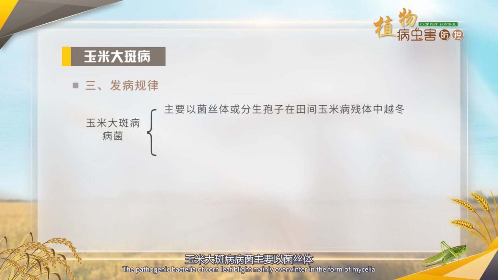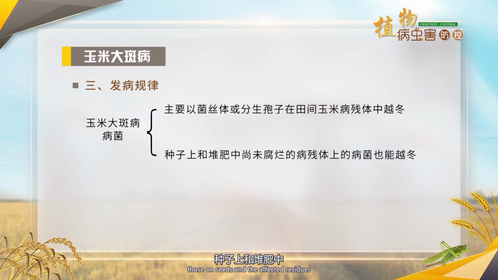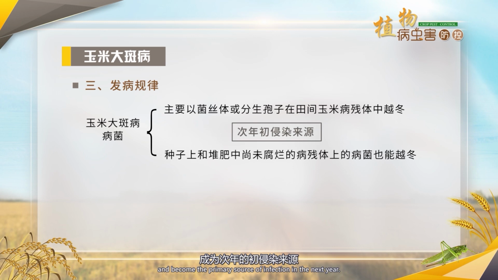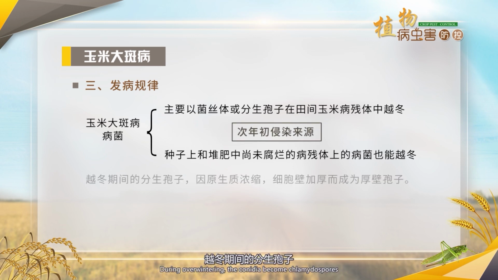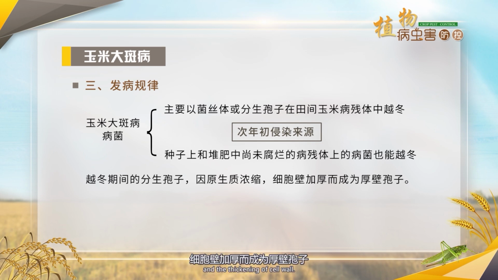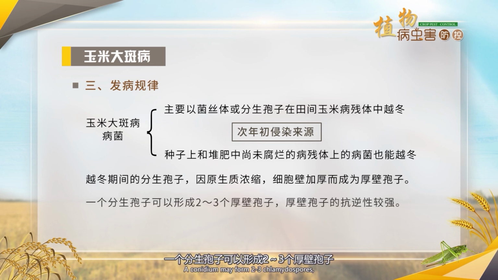The pathogenic bacteria of corn leaf blight mainly overwinter in the form of mycelia or conidia on affected corn residues in the field. Those on seeds and the affected residues that have not yet rotted in compost can also overwinter and become the primary source of infection in the next year. During overwintering, the conidia become chlamydospores due to the concentration of protoplasm and the thickening of cell wall. A conidium may form 2 to 3 chlamydospores, which have high stress resistance.